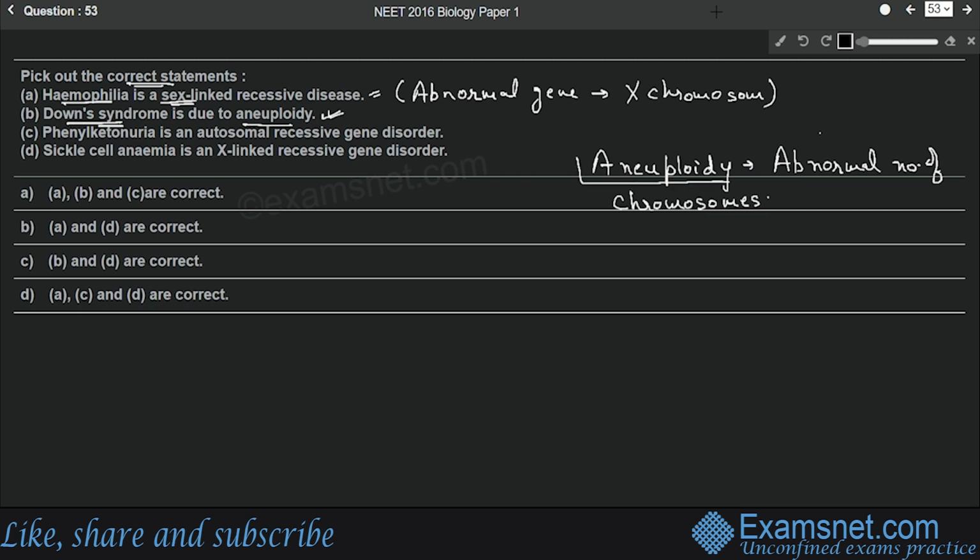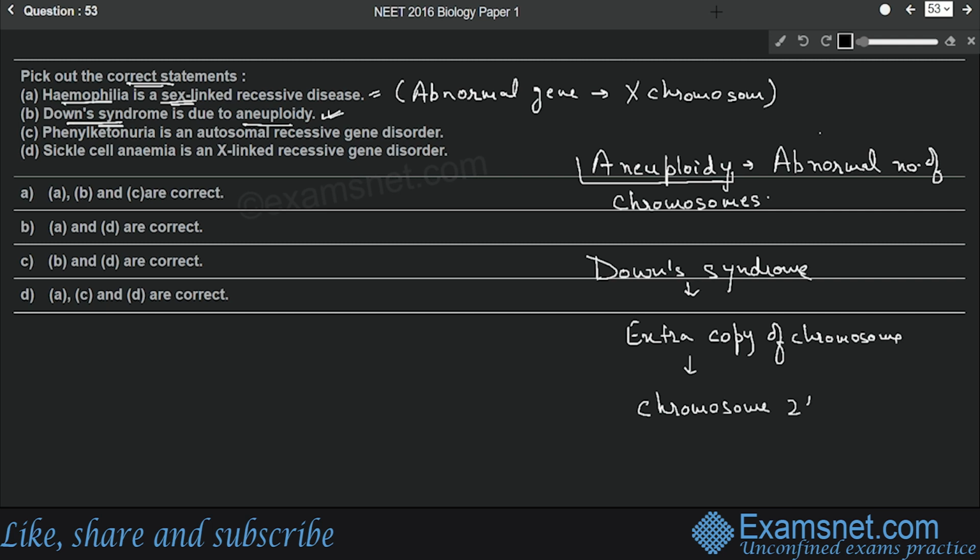Okay, now how is Down syndrome caused? It is caused due to an extra copy of one of the chromosomes. Down's syndrome is caused due to extra copy of chromosome. And specifically it is caused due to the one extra copy of chromosome 21. So instead of two copies which generally chromosomes have, it has three copies. Okay, so this causes the Down syndrome.